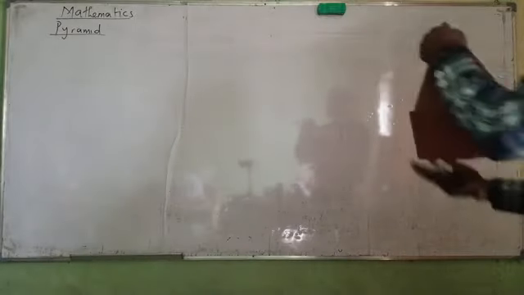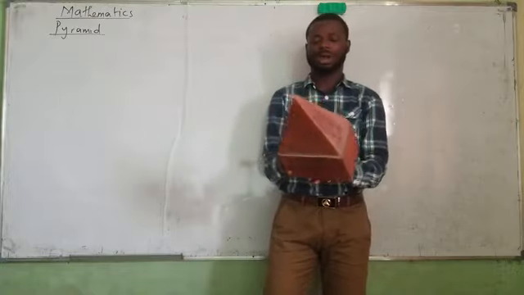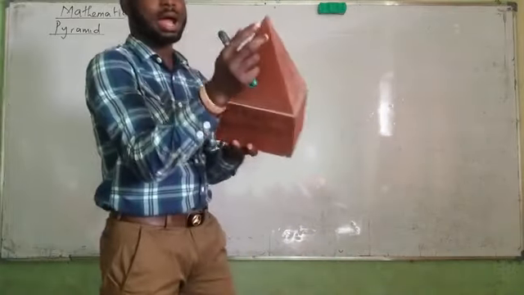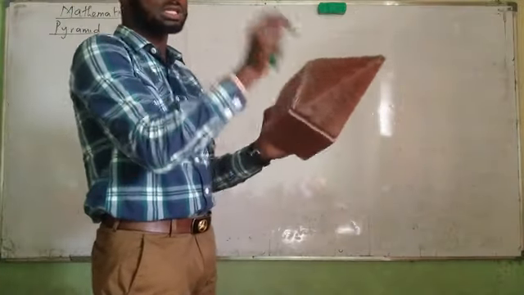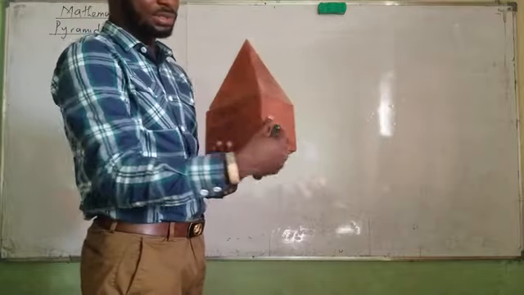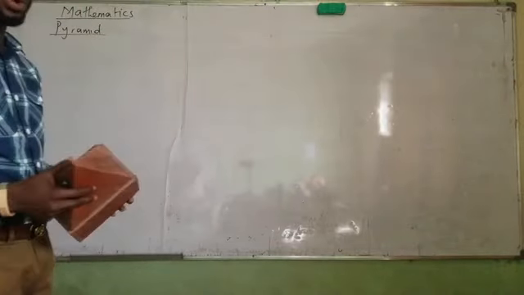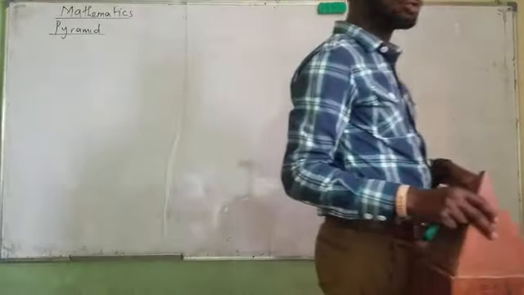This is a very good example of a cuboid base pyramid. Can you see? It has a pointed top, and it has faces and edges. These are edges. This is a face. This is an edge. This is the vertex, and this is the base. To find the area of this, we go by what I told you earlier.